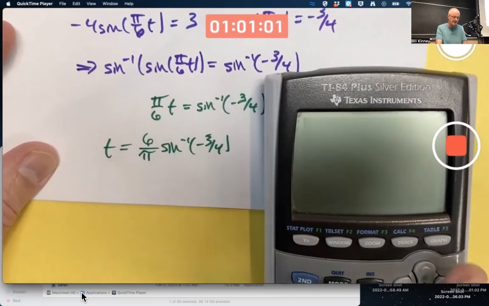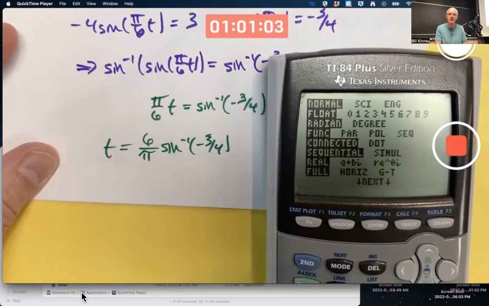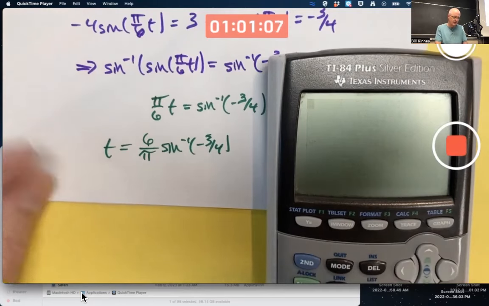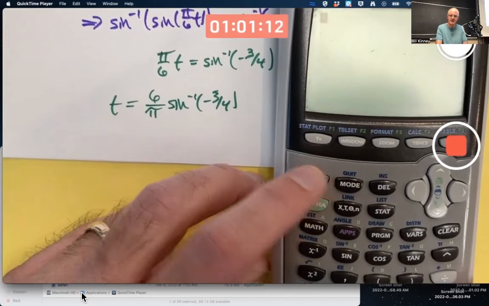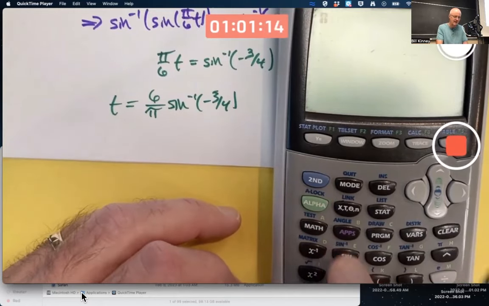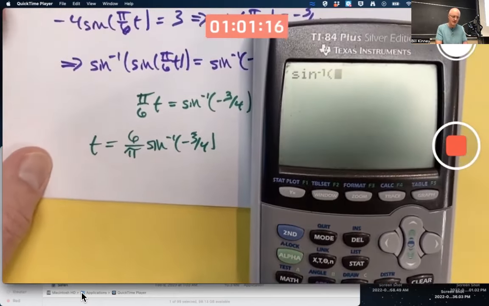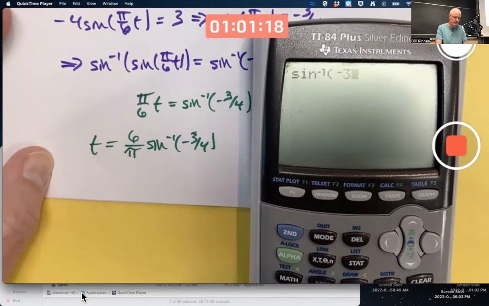Making sure you're in radian mode. We pretty much stay in radian mode unless told otherwise. First, take the inverse sine. I need the second function button, and then press the sine button. There's inverse sine of -3/4. I also could have typed -0.75.